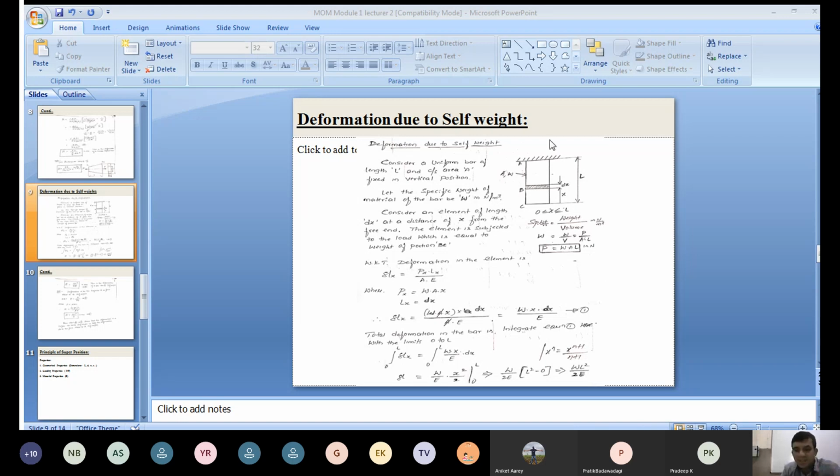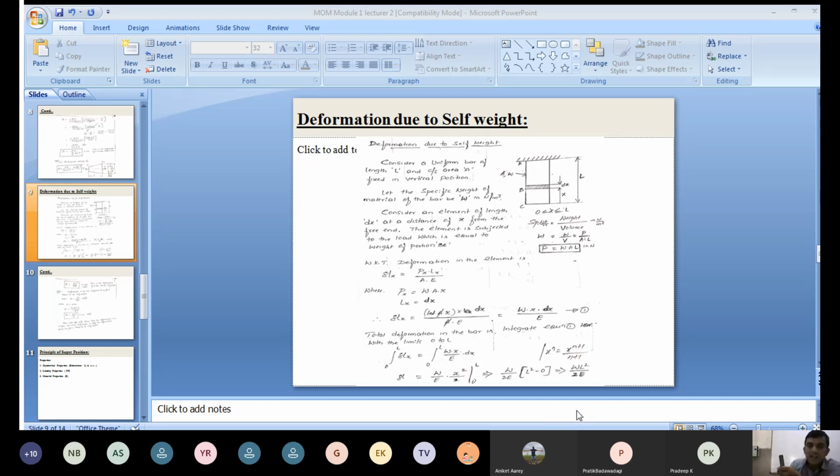Without a load or an external force occurring on a body, when the bar is kept in vertical position, the body will undergo deformation. How much will it deform here? The deformation in the body is directly proportional to specific weight. As the specific weight is more, the deformation is also more. As the length is more, the deformation is more. Again it is L square.